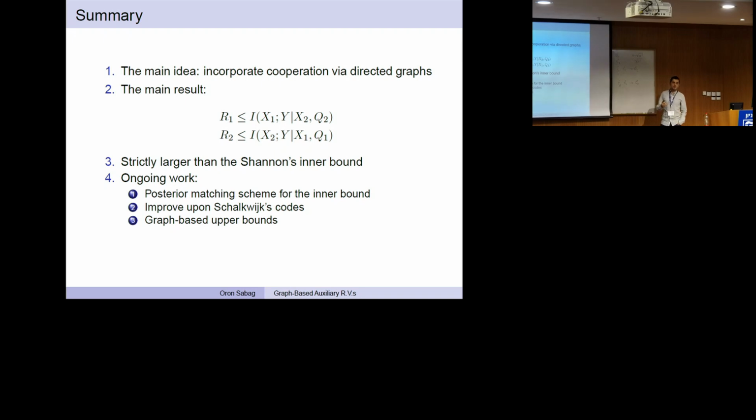We have previous work on channels with feedback and memory, where we showed an upper bound on the capacity using the same idea of Q graphs. So we are trying to extend these ideas that we have in the encoder-decoder framework to the two-way channel, where we have two active users. Okay. And that's it. Thank you.